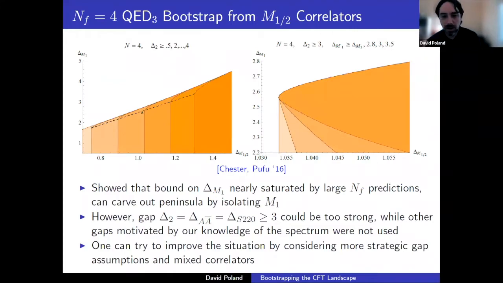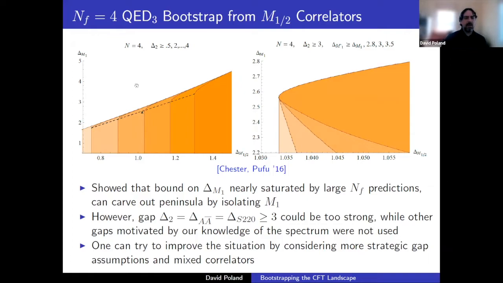Okay, so in this work by Chester and Pufu, they placed a bound on the charge 1 monopole operator as a function of the charge 1/2 monopole operator using bootstrap methods. You get an interesting upper bound, which sits relatively close to the large N estimates of these scaling dimensions, which are shown as this X on the left plot.